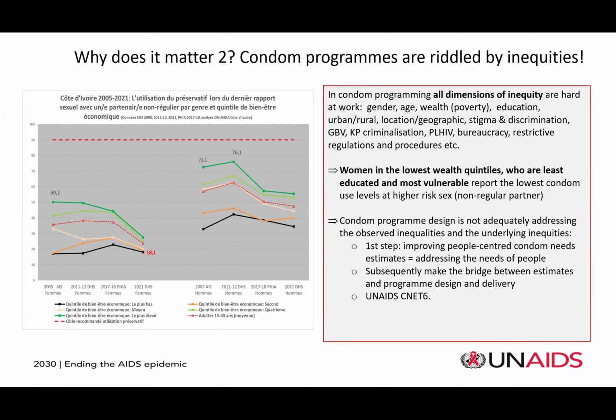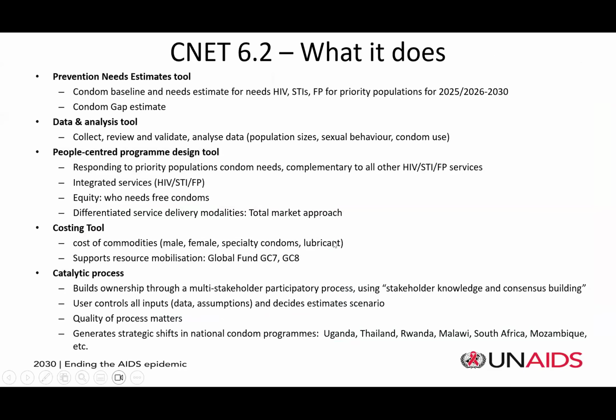And what we see in countries where we have available data is that there is still some inequity in condom use between populations of different income levels. So the CNET 6.2, which is the latest version, is a prevention needs estimation tool, but also a data analysis tool, really a programming tool, looking at different populations and trying to understand the needs of those different subpopulations that you saw listed in John's presentation already. So the populations are the same, but the tool allows for additional considerations in programming.